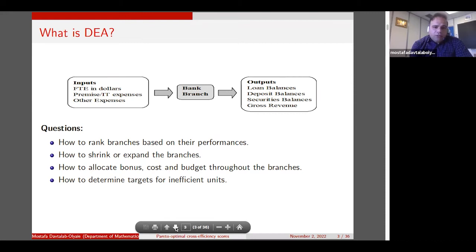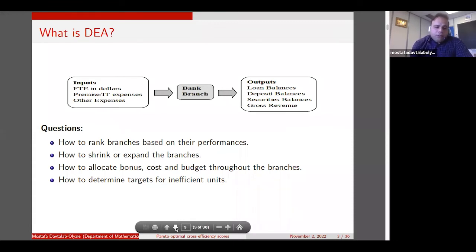Consider you are a manager of 100 branches at a bank. Each branch uses several inputs like personnel expenses, IT expenses, and other expenses to produce several outputs like loan balance, deposit balance, security balance, and gross revenue.